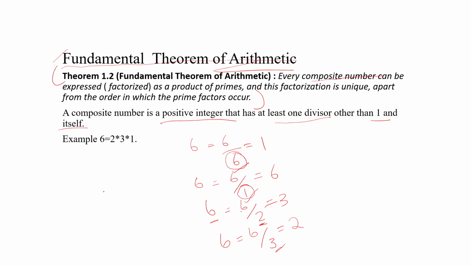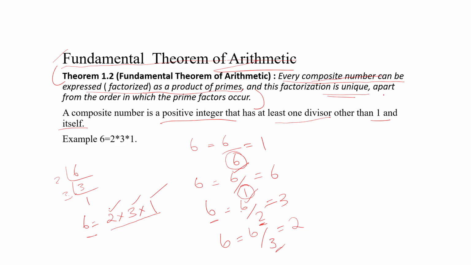Okay, so what can be done? First, every composite number can be expressed, factorized, as a product of primes. Is that so or not? 6 can be factorized as a product of primes. So 6 can be written as 2 into 3 into 1. 6 is a composite number. It can be factorized as a product of primes. Up to this is the theorem, and this factorization is unique. Whatever method you use, you will get only 2, 3 and 1 as the factors of 6. We won't get any other number. So this factorization is unique.